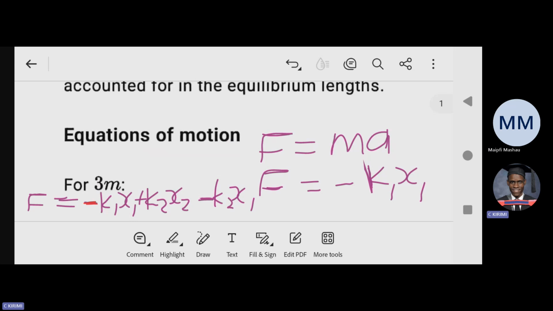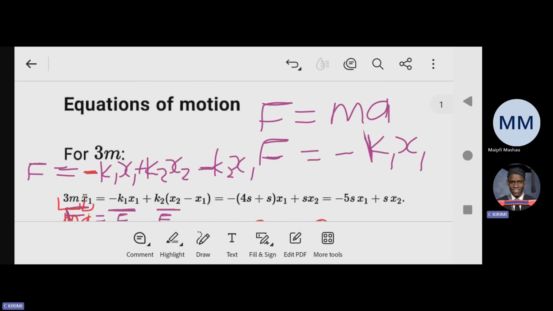And then, from the positive direction, you also wrote x2 minus x1 because they are attached by the same string. Yes, that's correct. You are explaining everything in that one equation. Now we substitute our values, then we solve.